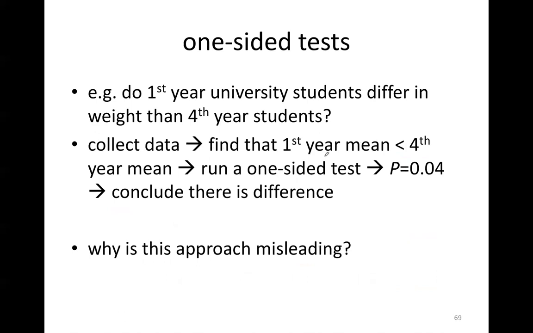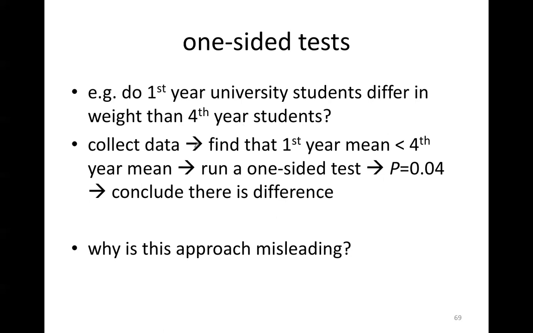Here I have a counterexample of how research should be done. For instance, let's say you're asking, would first-year university students differ in weight from fourth-year students? You could come up with reasons to argue that first-year students might be heavier because university exams are very stressful and they've been eating a lot at home. Or you could also argue fourth-year students are heavier because they've been studying like crazy. Who knows? Both could be valid.